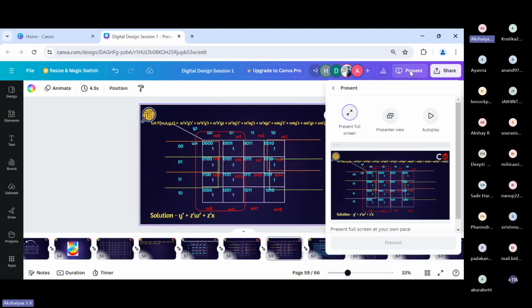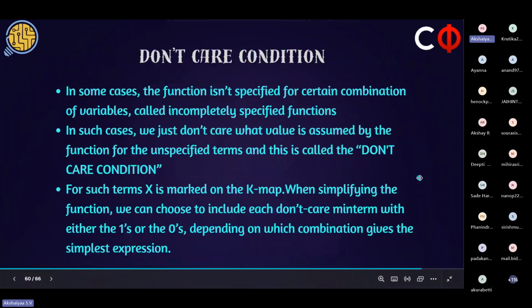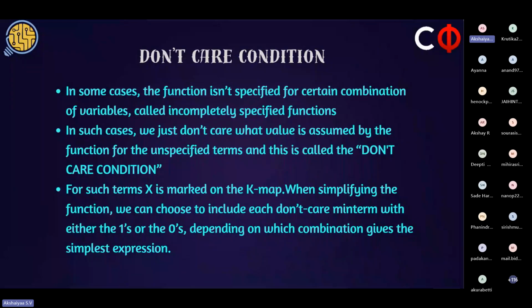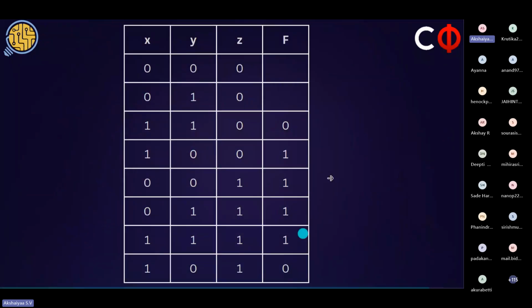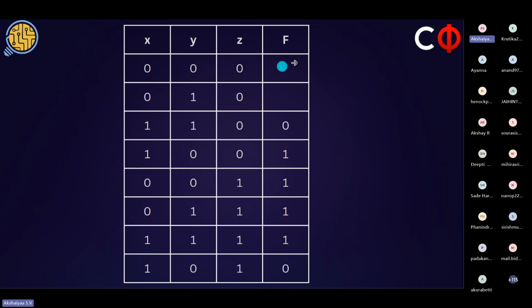That sounds weird, like don't care in K-maps, but it's actually nothing. It's just a repetition of the same thing with certain small changes. What it means is that in some cases the function is not specified for certain combinations of variables. Incompletely specified functions give rise to don't care conditions. So what do we mean by that? Let's say I'm going back to three variables because it's much easier to explain. Let's say for these two combinations of x, y, and z, the function does not have any value. That's why we are saying this function is incompletely specified. And here's where the don't care condition comes into the picture.